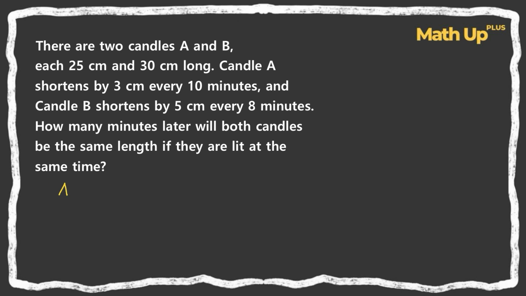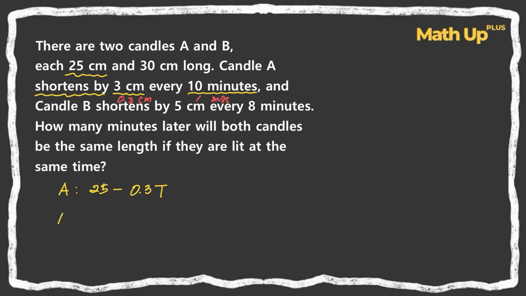So we have candle A, which is 25 centimeters at the beginning, so 25 minus, it shortens by 3 centimeters every 10 minutes. Then in 1 minute, it shortens by 0.3 centimeters. So we have to subtract 0.3 times time t. Let's say time t is capital T, because the length decreases by 0.3 centimeters every minute, right? So this expression 25 minus 0.3t represents the length of candle A after t minutes, right?